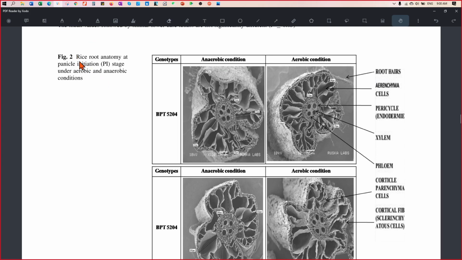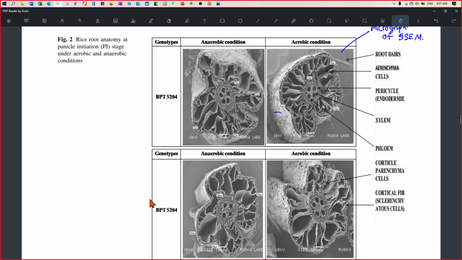So this is the distribution of an image. Rice root anatomy at panicle initiation stage under aerobic and anaerobic condition. Okay, so this is the genotype. This is what we call as micrograph. This kind of image, we call it micrograph of scanning electron microscopy. All right. So this is what it looks like. You're going to see this is BPT 5204, what it looks like in anaerobic condition, what it looks like in aerobic condition, and then genotype.